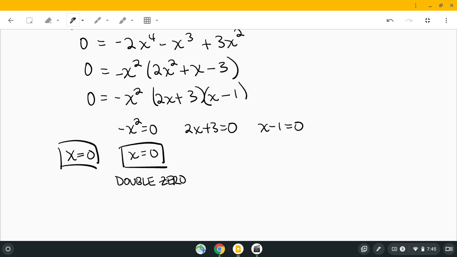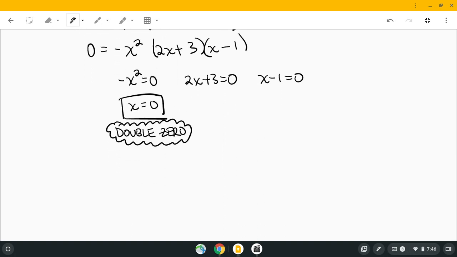Okay, and the reason why is because of this degree 2. So because of that, x equals 0 is a solution 2 times. We call it a double zero or multiplicity 2. And this becomes important when you're graphing, because when one of these is a double zero, the graph has a certain behavior at that intercept. And we'll talk about that in the next video.